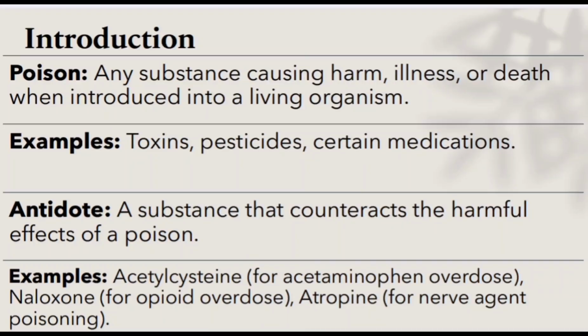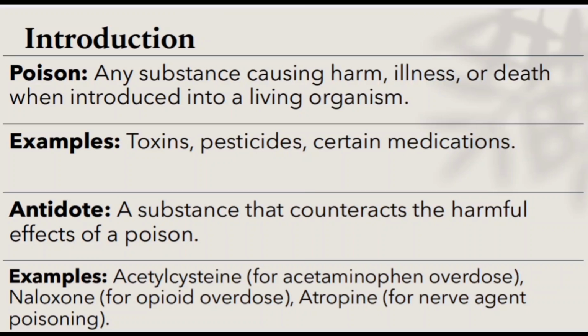Introduction. Poison is any substance that causes harm, illness or death when introduced into a living organism. Basically, poison is often used colloquially to describe any harmful substances, particularly corrosive substances, carcinogens, mutagens, teratogens and some harmful pollutants, and to exaggerate the dangers of the chemicals. Examples of poisons include toxins, pesticides and certain medications.